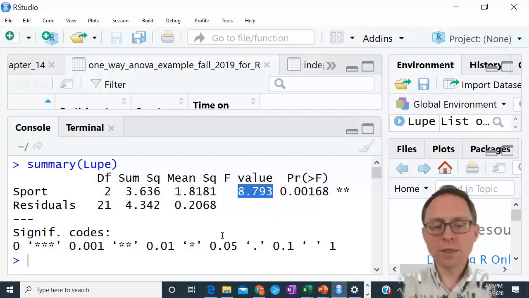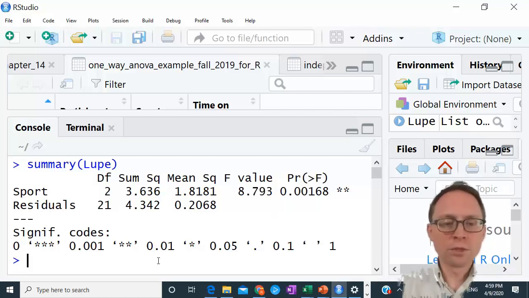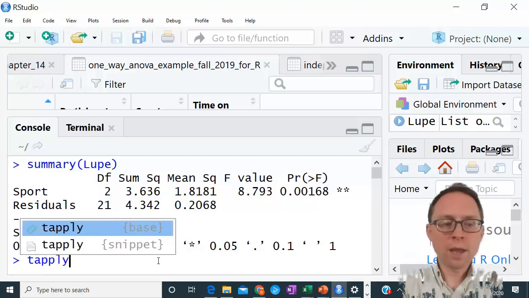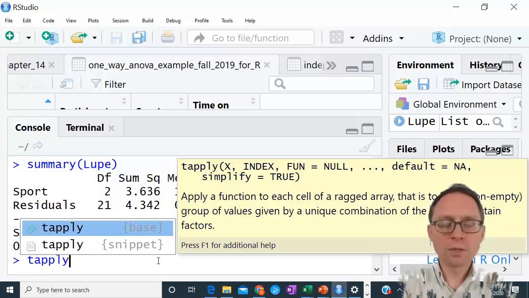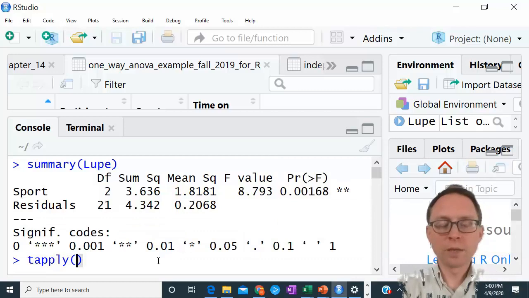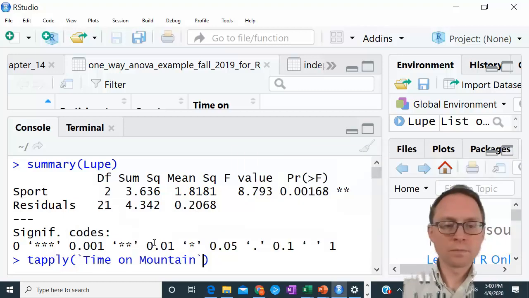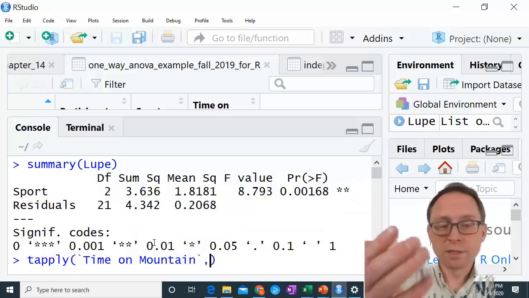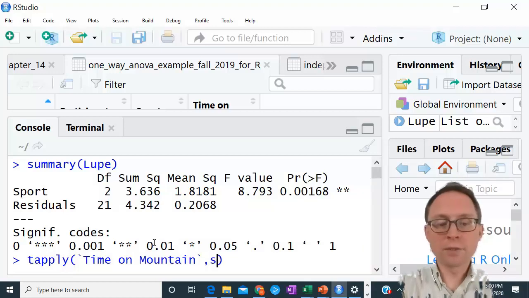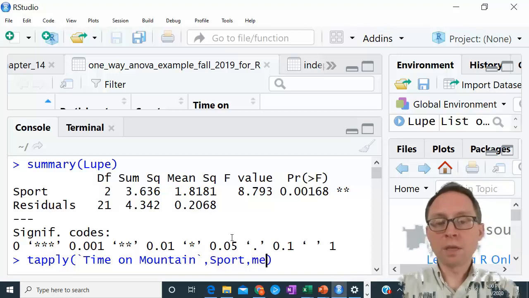And so in order to do that, let's go ahead and try it. We're going to do tapply. This is going to say, I want you to separate stuff for me. And in this case, I want you to separate time on the mountain by, in this case it's a comma instead of a tilde, I don't know why, by the sport. And then the statistic I want you to give me is the mean.